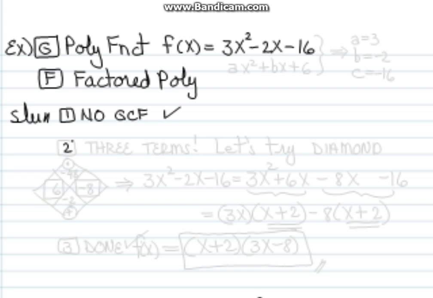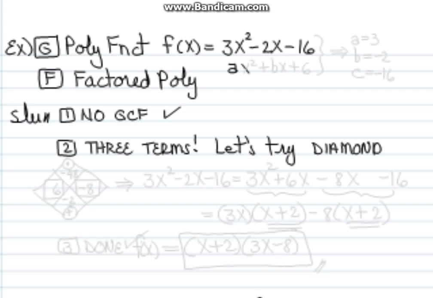Step 2, we count the number of terms on the right side. There are 3 terms separated by plus or minus signs. So since there's 3 terms, I'm going to try the diamond. And the reason I'm going to try the diamond instead of guessing is because there's a 3 in front of the squared term. Now, if you're good at guessing, then you go for it. But when there's a number out in front of the squared term, I don't want to guess. I want to use a diamond.